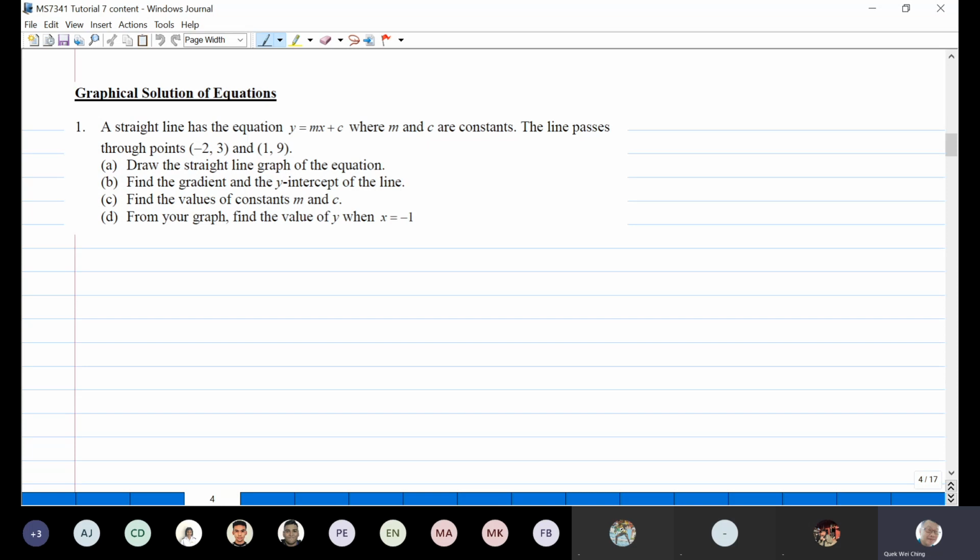So first one, we have a straight line y equals mx plus c, where m and c are constants, and it passes through 2 points, -2, 3, and 1, 9. So let's try to answer the first part. The first part is: draw the straight line of the equation.